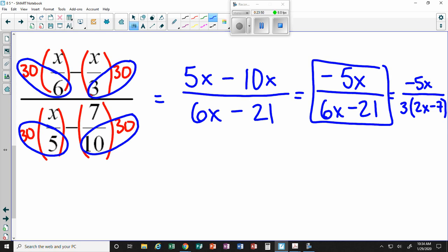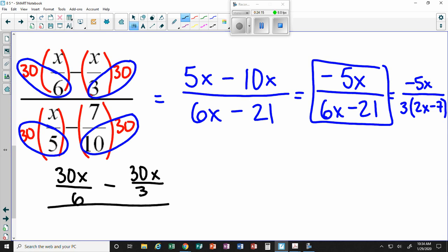So with these, the first step is you find the least common denominator. Then you multiply each of those by that, and really what I'm doing is just saving some steps. This is really just 30x divided by 6 minus 30x divided by 3, all over 30x divided by 5, minus 210 divided by 10. That's really what I'm doing.